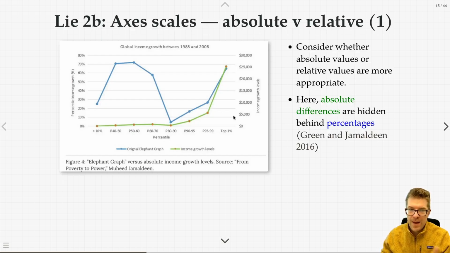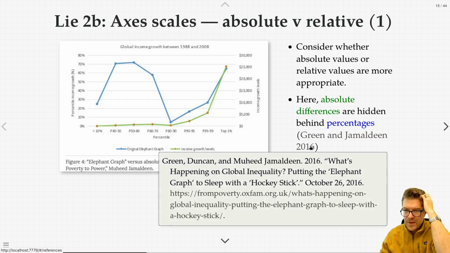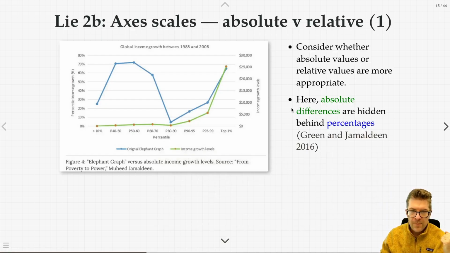Now we're going to go from absolute to relative differences. There's this link over here from Oxfam. This complains about the so-called elephant graph. So originally there's another citation which was trying to push the agenda that the lower economic status individuals were suddenly doing very well in the economy. Okay, so they did so by looking at this blue curve.